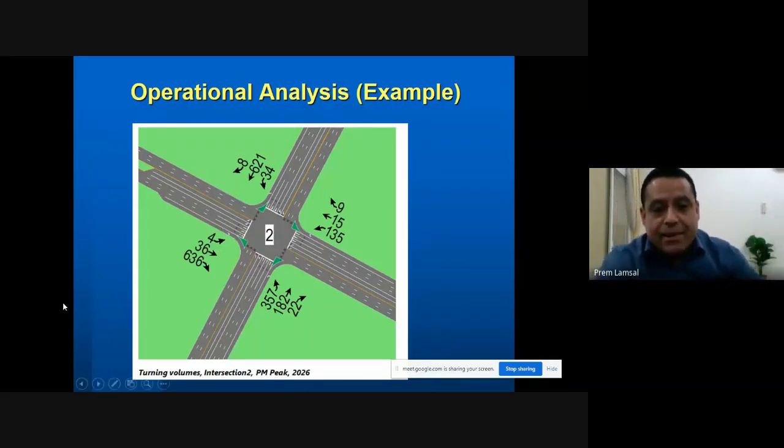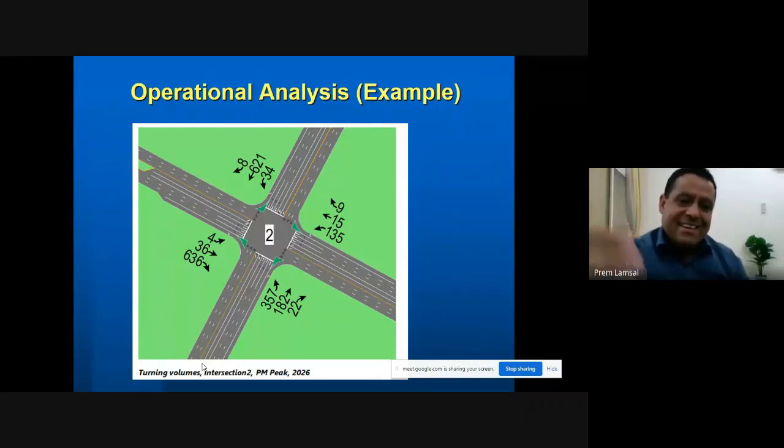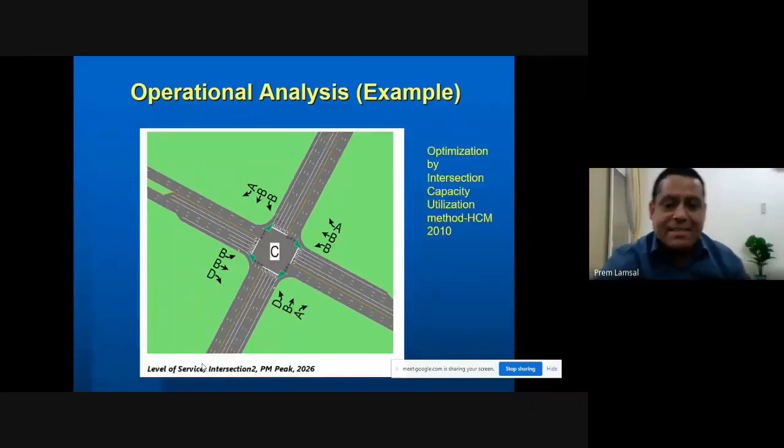For example, here you can see 357 vehicles are taking left turn here. That is the reason we need such a long storage lane here, you can see up to here. Because there is a delay, the queue will develop, and to hold this queue, we need to have a long storage. Even after having this storage, we are having this B level of service.